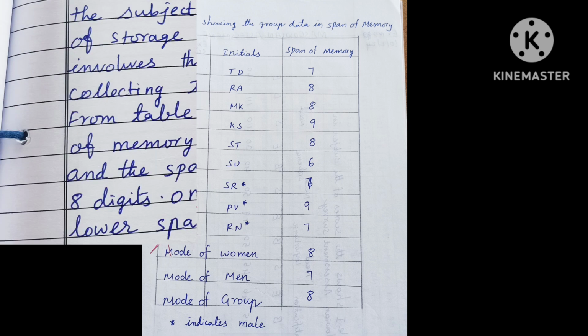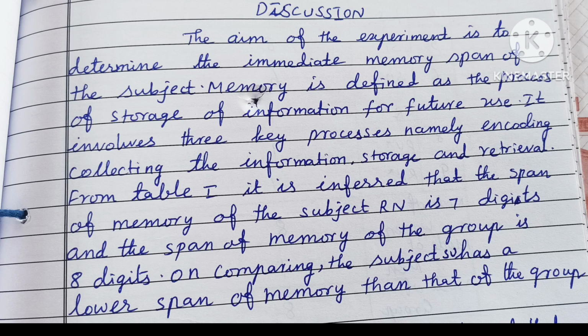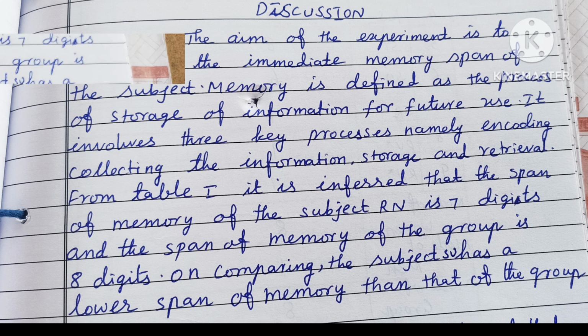After table 2, we have to move on to the discussion. The discussion should be in 2 paragraphs. In the first paragraph, the first point is the aim of the experiment, and some points about the experiment. The next point is to mention the span of memory of the subject and the digit. Third point, compare the subject's span of memory with the group and explain.